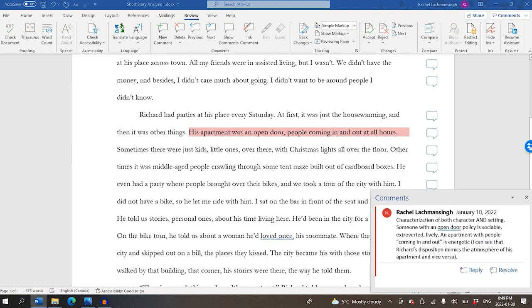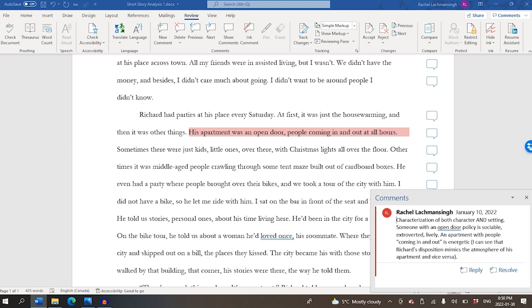The next line I highlighted was, "His apartment was an open door, people coming in and out at all hours." For me, this line is characterization of both character and setting. Someone with an open door policy is sociable, extroverted, and lively. I would hope so. An apartment with people coming in and out is intrinsically energetic. So I can see already that Richard's disposition mimics the atmosphere of his apartment and vice versa.